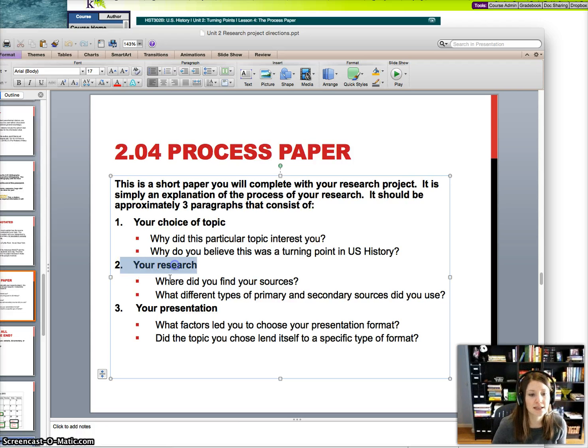And then the second stage, your research. Where did you find your sources? So hopefully you can tell us a little bit more than just, I used Google and I went to the first two things that came up and there we go. Okay, hopefully you've done a little bit more digging because that's the fun of a research project.